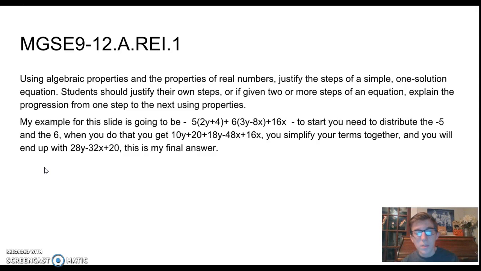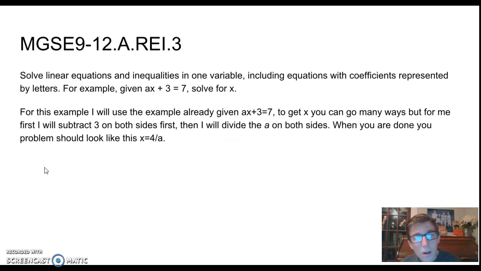in front of each parenthesis, or group of parentheses, and when you do that, you get 10y + 20 + 18y - 48x + 16x. You simplify your terms together, and you'll end up with 28y - 32x + 20, and this is my final answer because I can't simplify anymore.